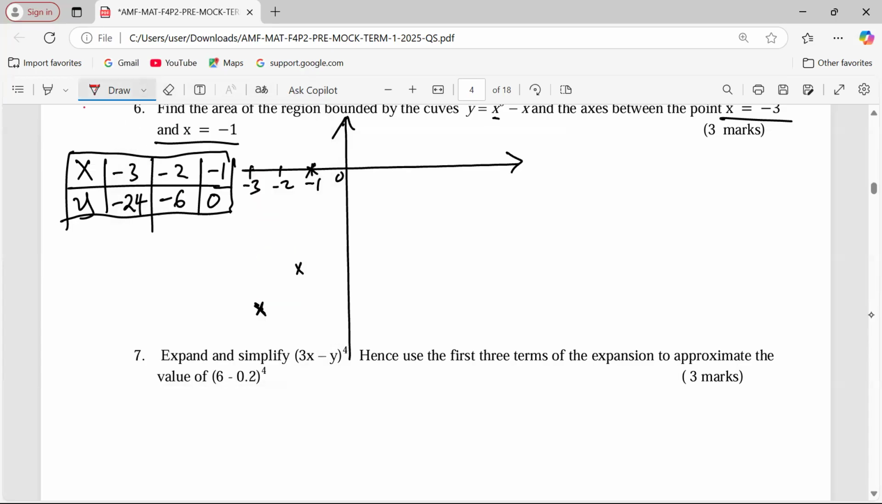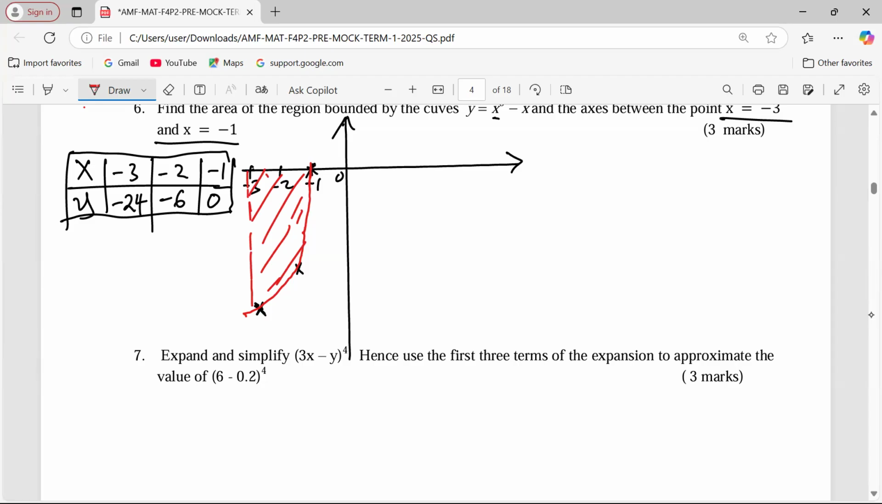So if we have to sketch it now, the curve is going to be this way. That's how the curve is. So following the x-axis and the provided lines, x equals -3, which is here, and x equals 1, the area will be this one. And when you look at this area, you discover that it lies on the same side of the x-axis.